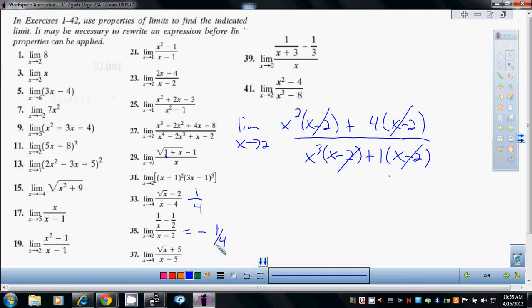No, 0 over 0 is an indeterminate number. So yeah, for 37 you can just plug in. 39 you'd have to do the point check.